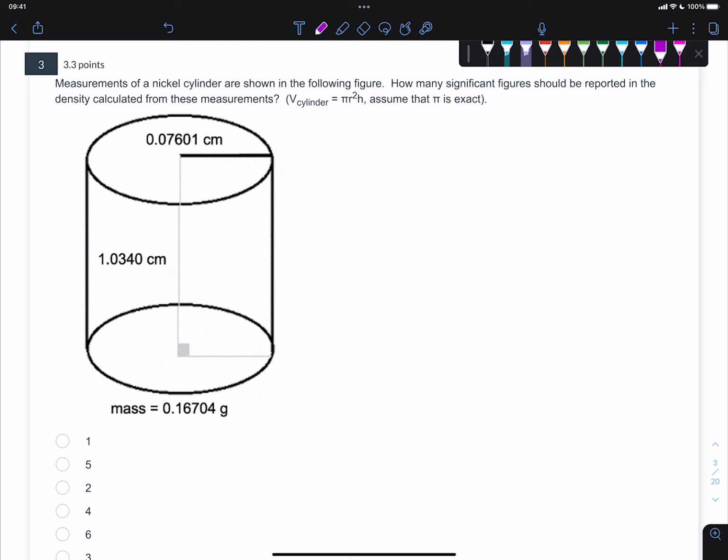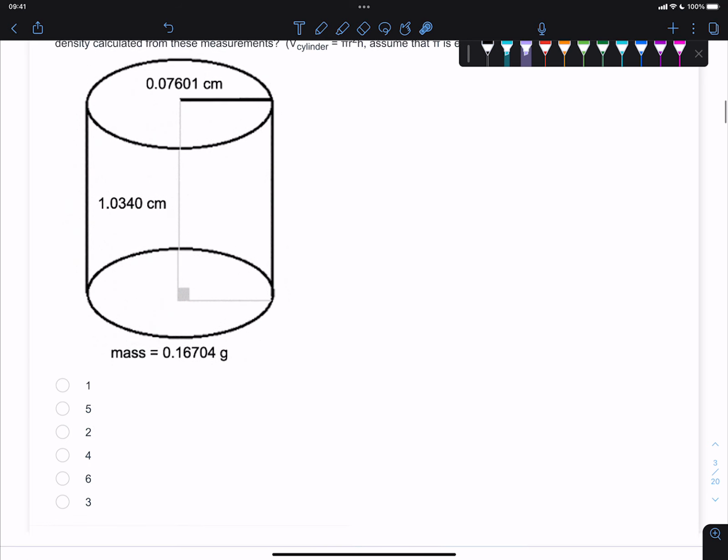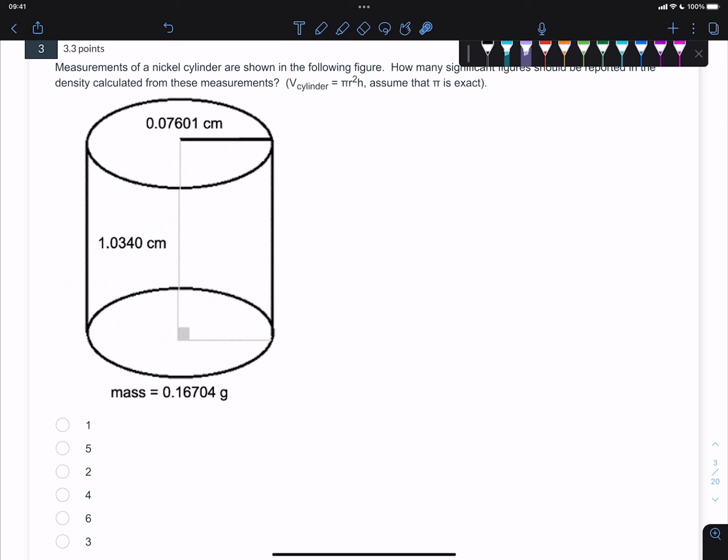Here is another problem. It says measurements of a nickel cylinder are shown in the following figure. How many significant figures should be reported in the density calculated from these measurements? This seems very tempting. It seems like you are going to want to plug these into a calculator and get a number. But notice how the answer choices are all asking you how many sig figs should be reported.